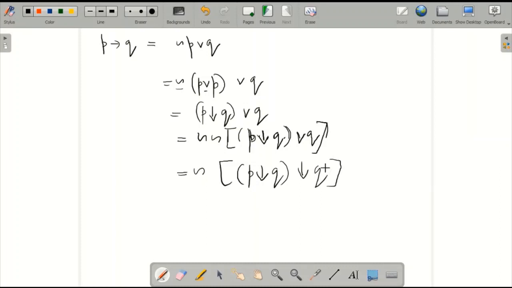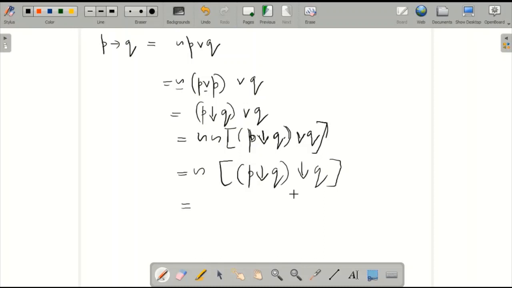Now see over here, now it is in the form of NOR itself, but one negation is extra. So what I can do, I need to remove this negation. If I want to remove this negation, then there should be something like OR again, or something like OR.